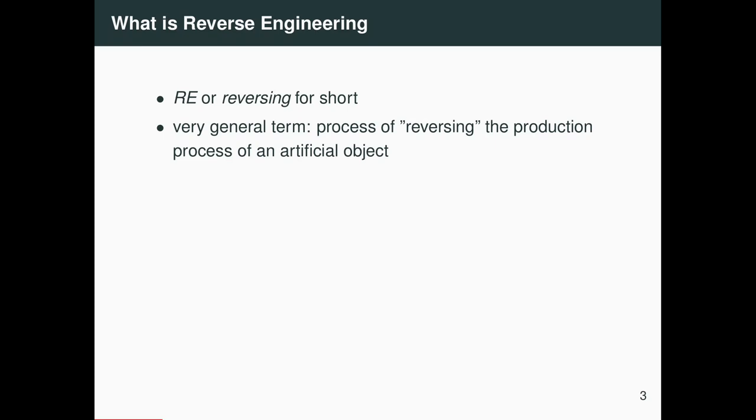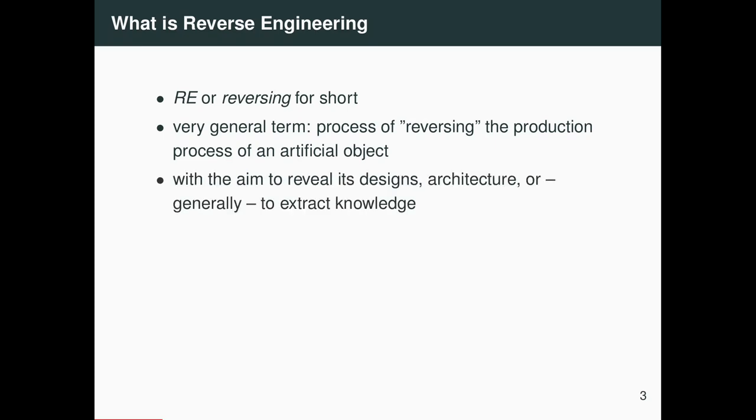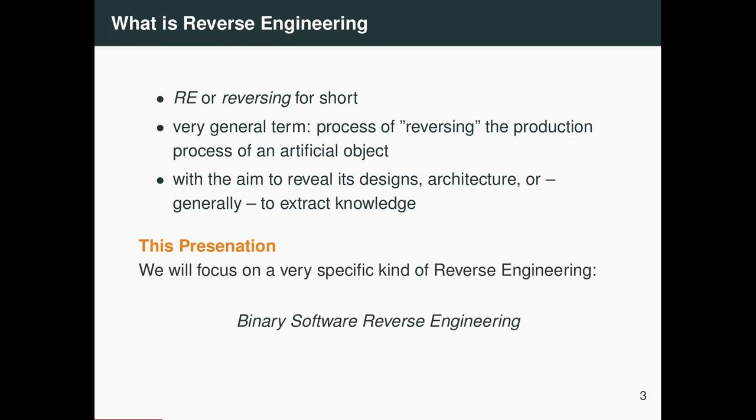So reverse engineering includes both people opening up smartphones and unsoldering the stuff on it and understanding how it works and so on and so on. And reverse engineering has a goal. It has the aim to understand the design and the architecture, or in the most general sense, to extract knowledge from the object, from the artificial object. In this talk, I will be focusing myself on software, obviously. So I will only be talking about software reverse engineering, just to be clear. So the object that we study will be compiled binaries, mainly. So binary software reverse engineering.